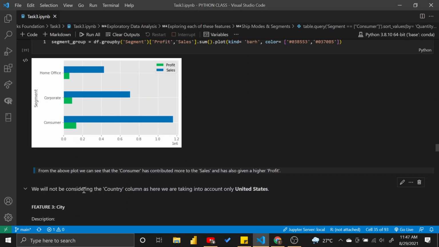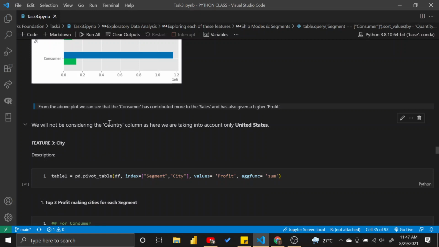Those type of things we'll be doing in feature engineering, guys. We are not going to go about it in EDA. In EDA, we're just visualizing and understanding the problem. We just write down those problems by ourselves. Like I said, I will not be considering the country column as it's only US.